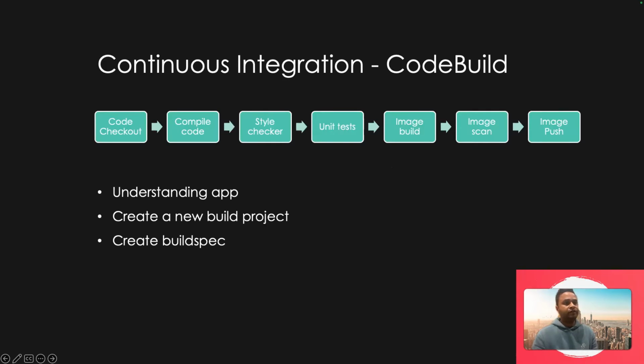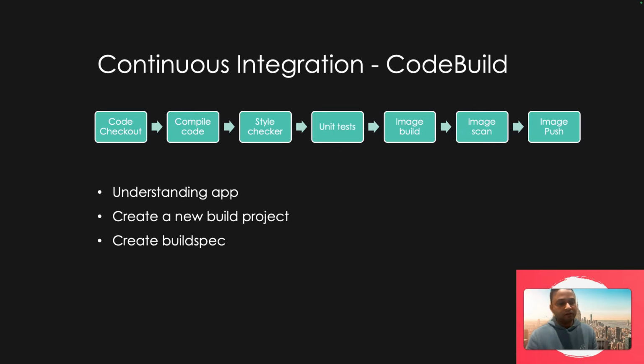In the continuous integration / code build part, we'll look into what app we are deploying. We'll create a new code build project, and we'll understand the build spec part, which is a file which will have all the commands which will basically define what code build will do, and then we'll run a code build project, a build.